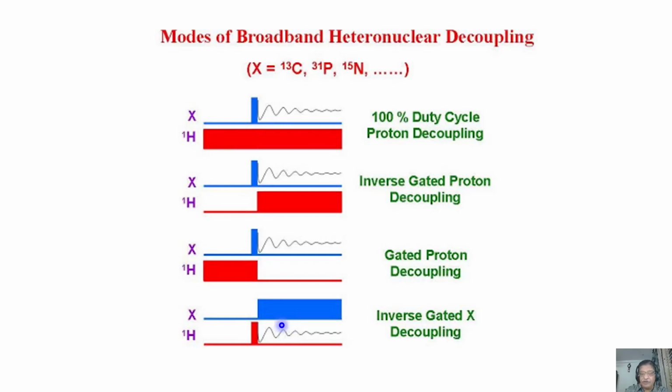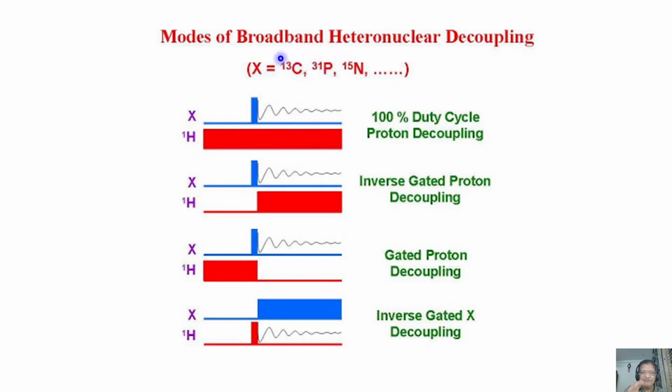Okay. So there are several modes of decoupling, doing a broadband decoupling. And X need not be carbon. This experiment can be done for any heteronucleus. It can be phosphorus, it can be nitrogen, anything which is coupled to proton you can remove. Mind you, in the present day spectrometer, it is not only carbon. We can detect carbon, decouple proton. You can detect phosphorus, decouple carbon. Varieties of things are possible now.